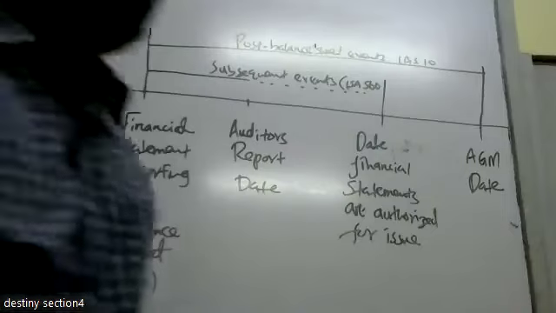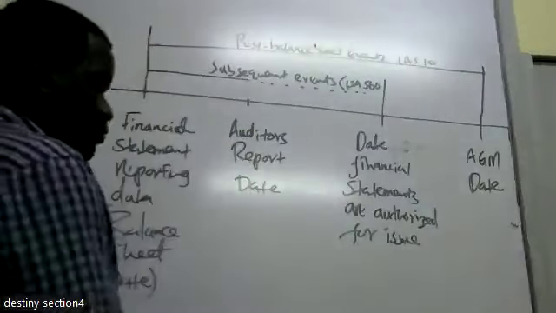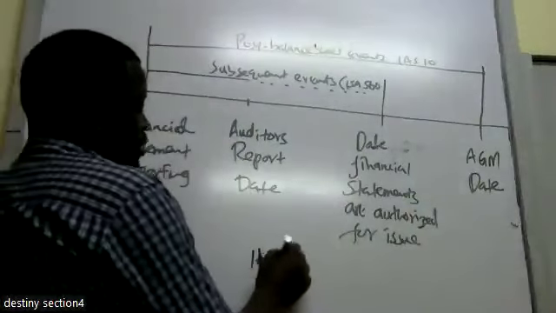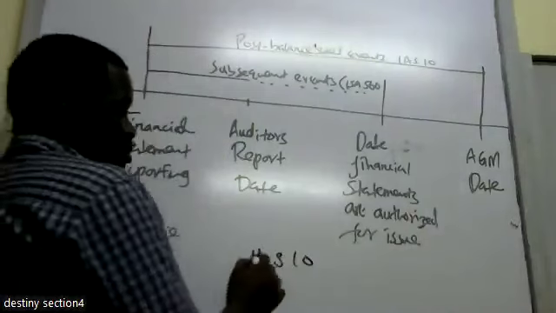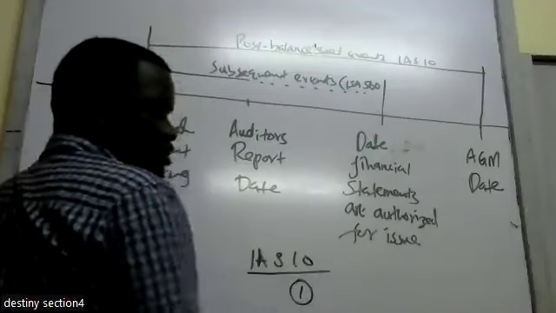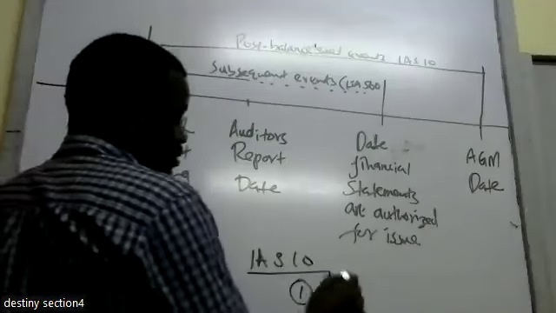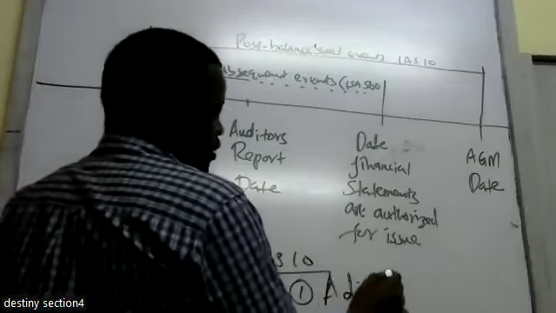Those are the key reporting dates. Just as per IAS 10, for the balance sheet events, identify two events. One, you want to call the adjusting events.